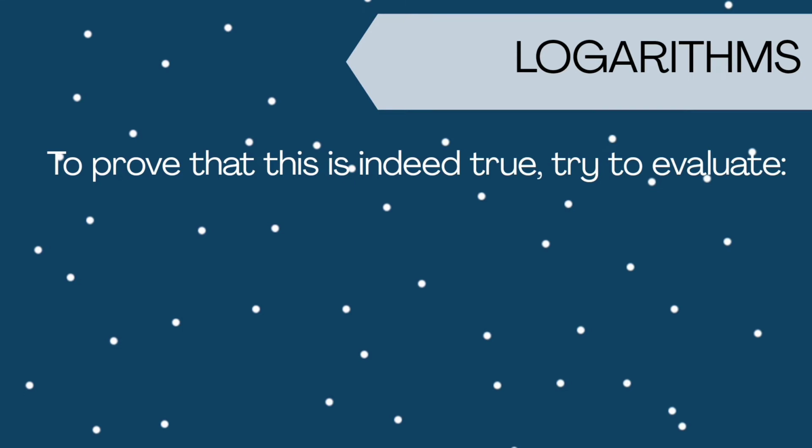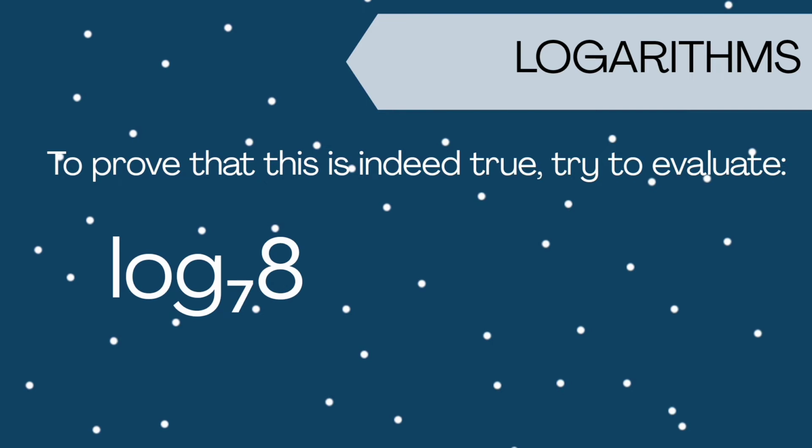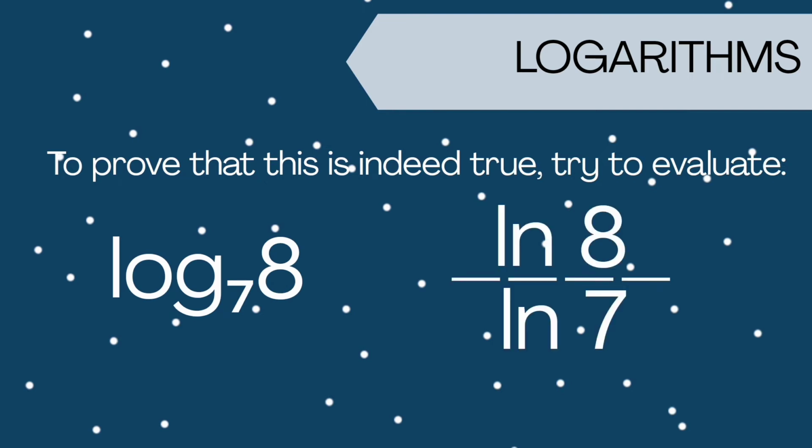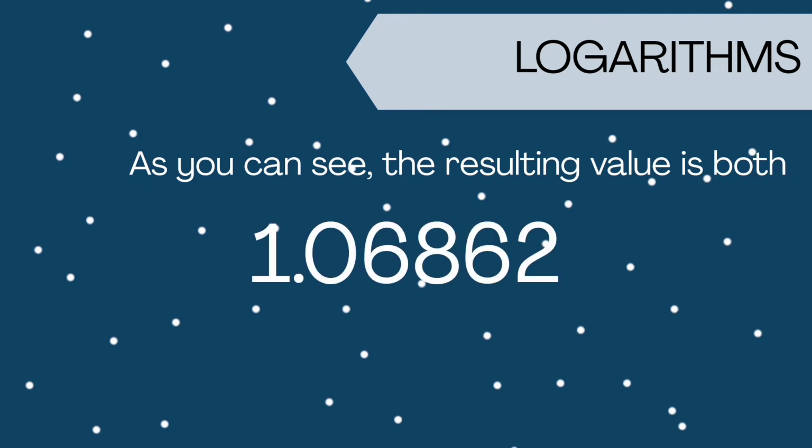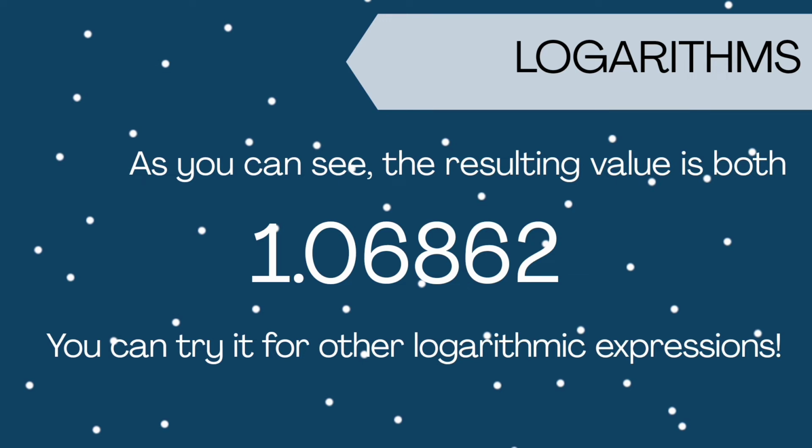To prove that this is indeed true, try evaluating the logarithm of 8 base 7 and the natural logarithm of 8 over the natural logarithm of 7. As you can see, the result is both 1.06862. If you still don't believe this is true, you can try it for any other logarithmic expressions, and this will always hold true.